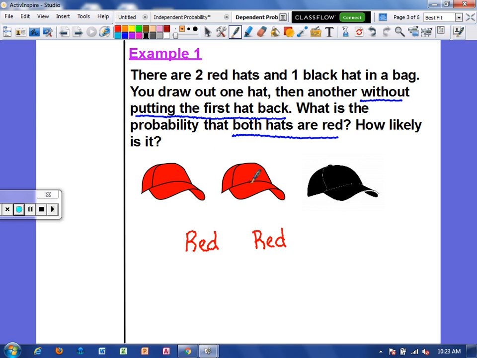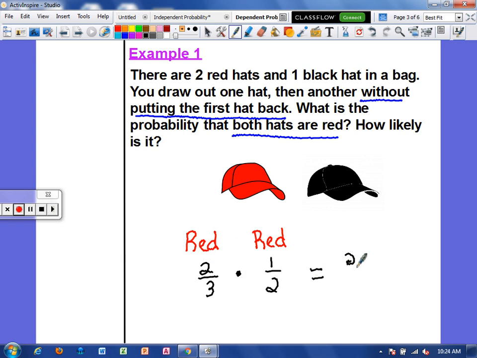Alright, so if we're to draw a red hat, we can see that there are 2 red hats out of 3 total. So the probability would be 2/3. Now, in dependent probability, we assume that we drew whatever we were trying to get during the first event. So let's say that we did draw the red hat. We drew the red hat and we did not replace it. Now that's going to affect what happens next. Now there are 2 hats and one of them is red, so there's a 1/2 chance of drawing a red hat. And now I'm going to multiply those together.